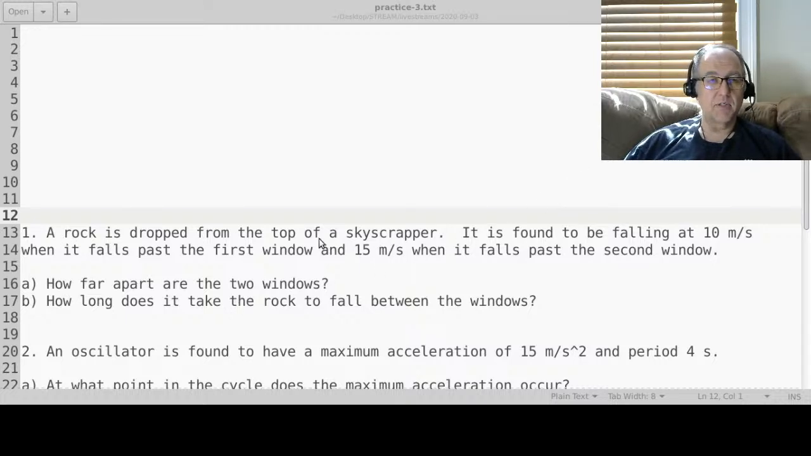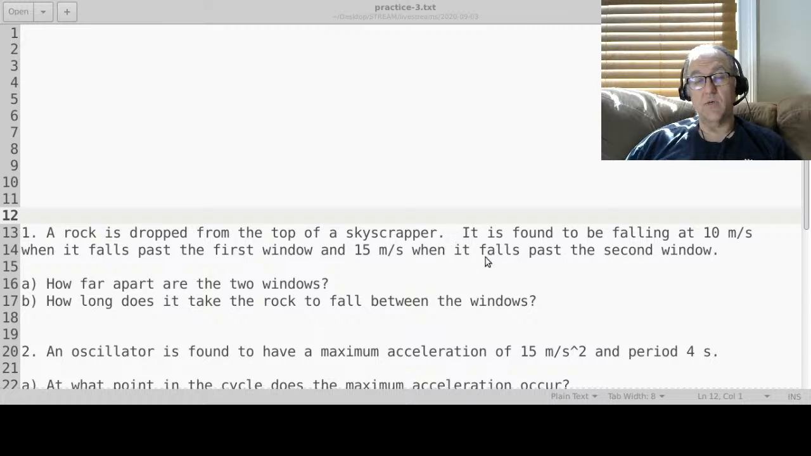In this first problem, there's a skyscraper, and I drop a rock. A rock is dropped from the top of a skyscraper. It is found to be falling at 10 meters per second when it passes the first window, and then 50 meters per second when it passes the second window. You can picture that in your mind. I drop a rock from the top of a skyscraper.